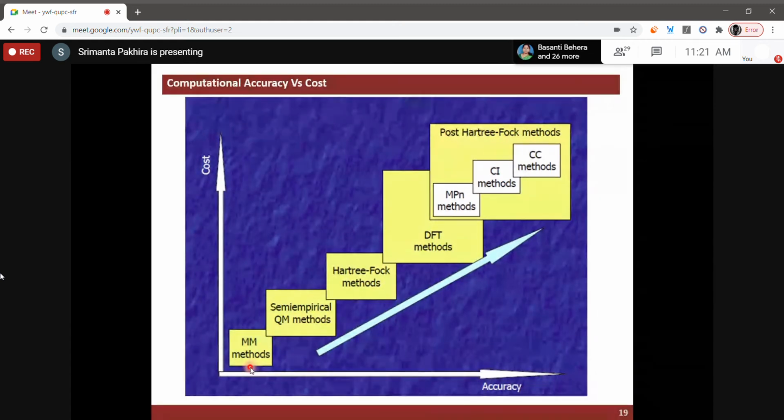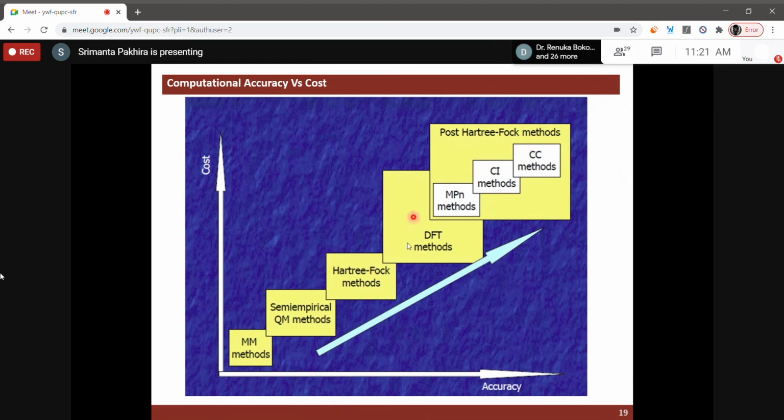Then, as we go toward more accuracy, there is the semi-empirical quantum method, then the Hartree-Fock method, the density functional method, and then post-Hartree-Fock methods. MP2, MP4, MPn, such kinds of perturbation theory will come, and CI. These are the post-Hartree-Fock methods. Definitely there will be another lecture in December, where many faculty will give lectures on post-Hartree-Fock theory and its applications.